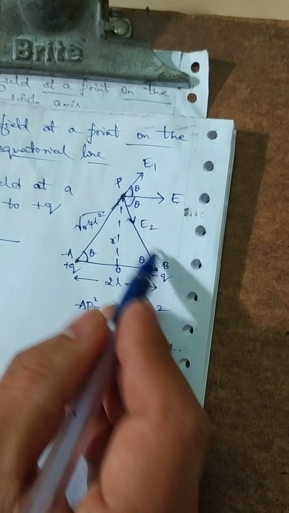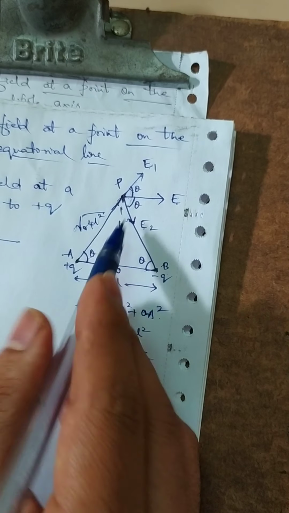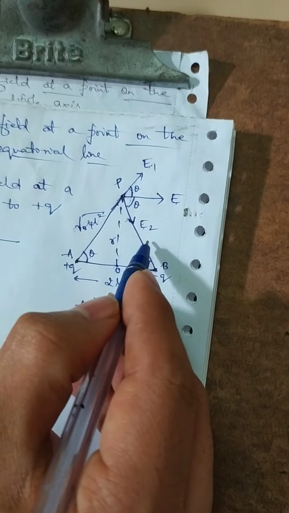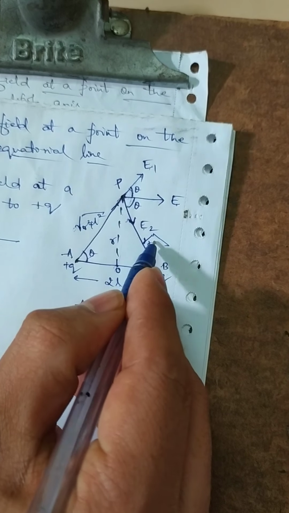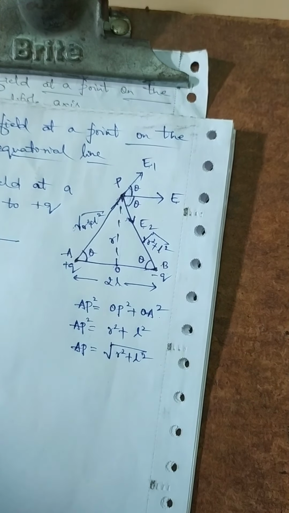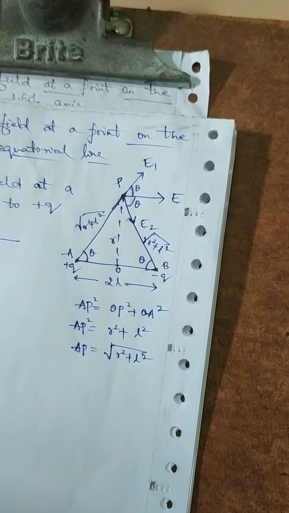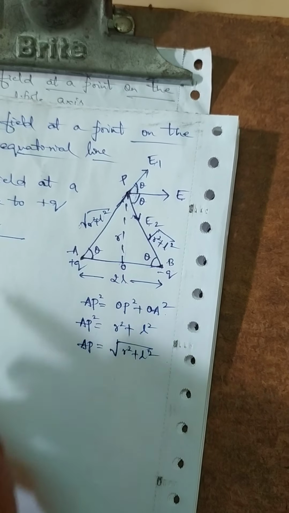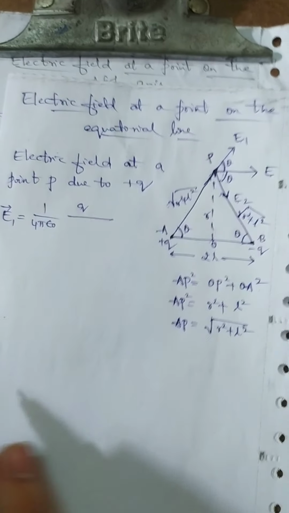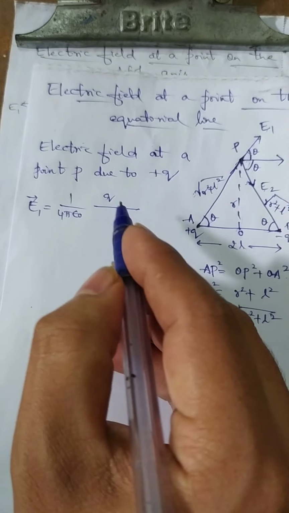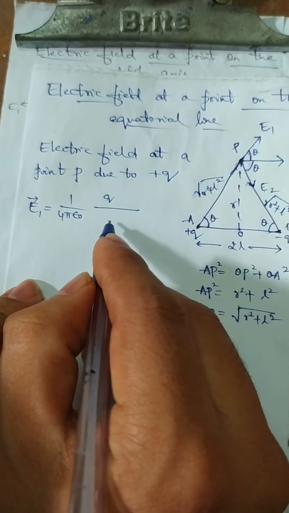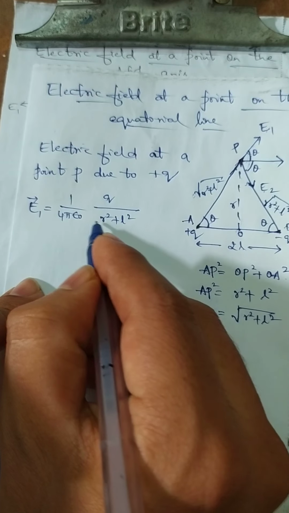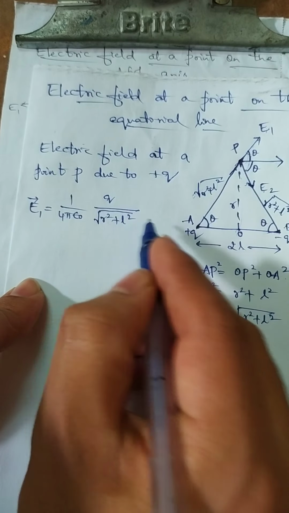Similarly, if you take the triangle POB, again the value of PB comes out to be the square root of R square plus L square. This is how we find the values of AP and BP. Next, when writing this electric field, the distance is the square root of R square plus L square.